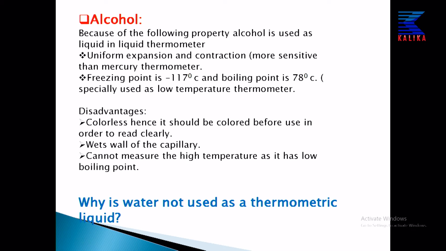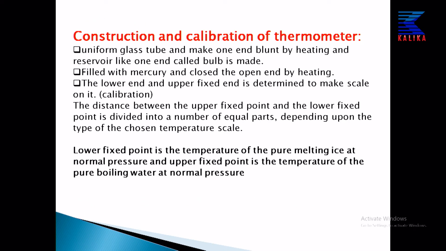Now, construction and calibration of a thermometer. Before using the thermometer, it is needed to know how the thermometer is constructed and how it is calibrated. The term calibration means scaling the thermometer. Scaling means the thermometer is marked like 0 degree Celsius, 1 degree Celsius, 2 degree Celsius, 5 degree Celsius, and so on. All thermometers are calibrated by a simple principle: by measuring the lower fixed point and by measuring the upper fixed point.